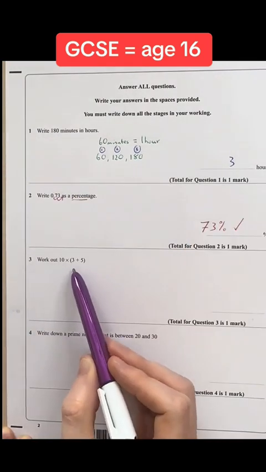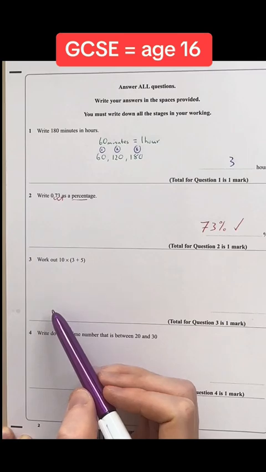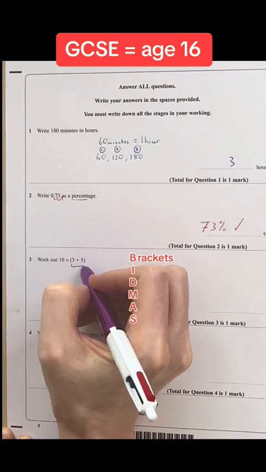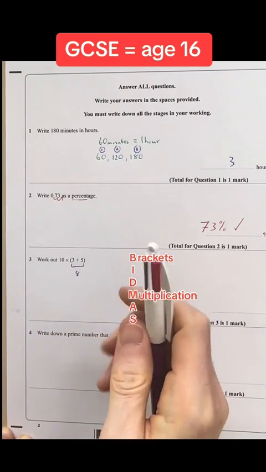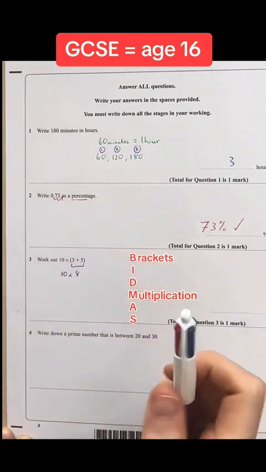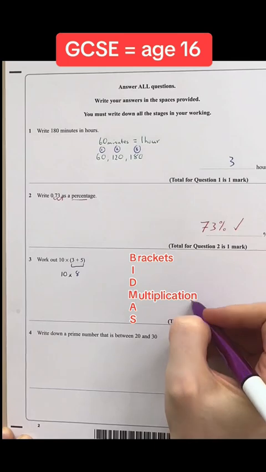Work out 10 multiplied by (3 plus 5). When we've got a series of operations, we apply the laws of BIDMAS. B stands for brackets. We do our brackets first. Here, 3 add 5 gives us 8. And outside here, I have 10 multiplied by 8. And 10 times 8 will give us 80.